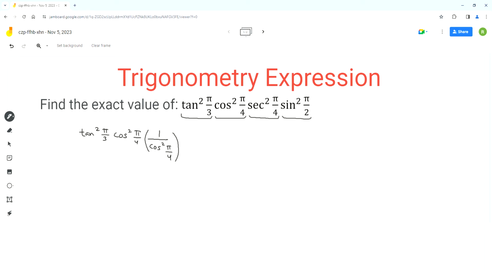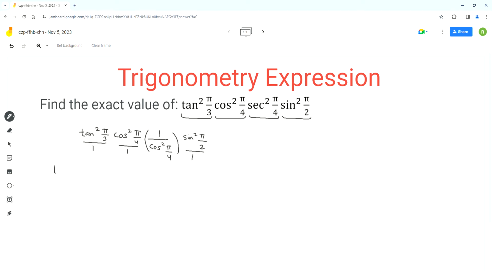and then times sine square pi over 2. We can simplify this expression. 1 over cos square pi over 4 is a fraction. In the other terms, the denominators are 1. So when we multiply these fractions, we multiply the numerator terms and we multiply the denominator terms.